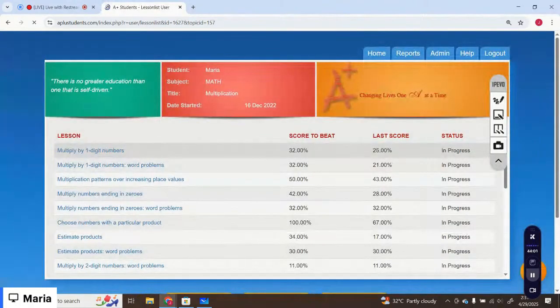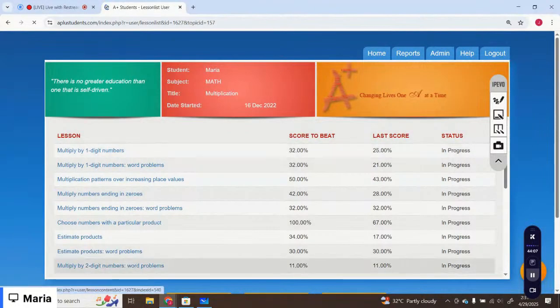The next lesson is multiply by two-digit numbers, word problems. Let's just start with the lesson.